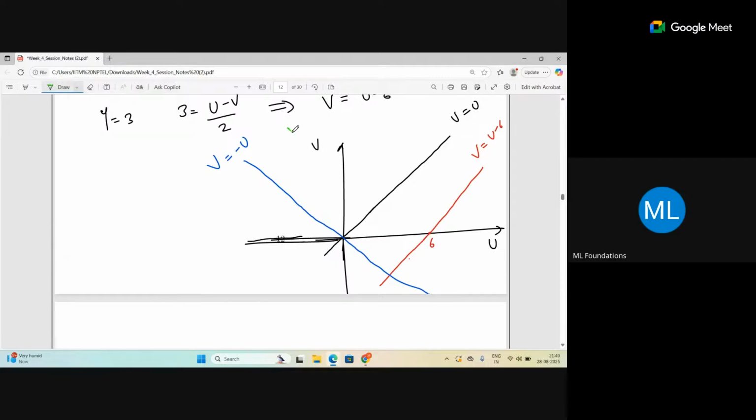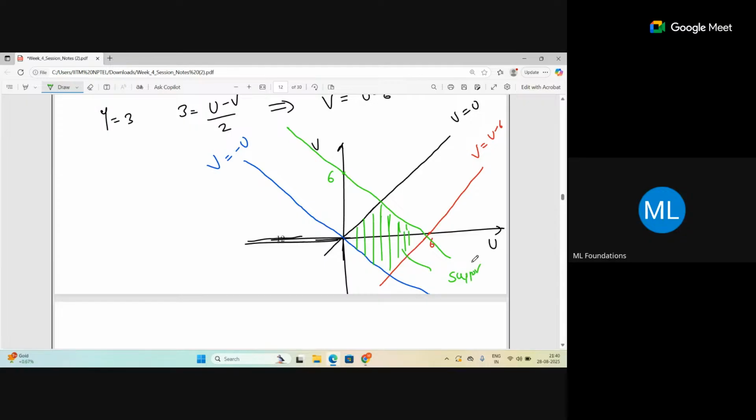So that will be this parallel line. I think it will cut at 6 here. Okay, so the portion here, right? That is what your support. Correct. This is your support. Support for u and v.